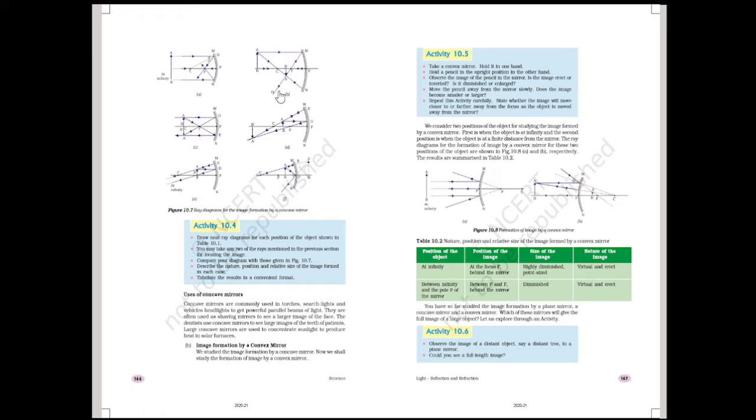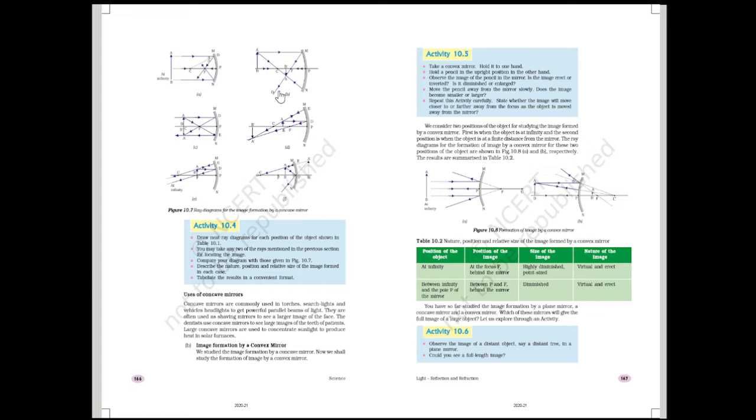Inverted. It's beyond C, right? So it's between C and F, which means the first one is at focus and the other image is formed beyond F, meaning between C and F, it is going away from the mirror.